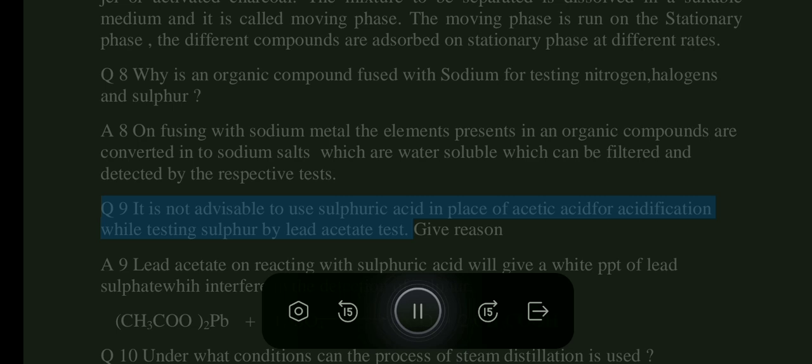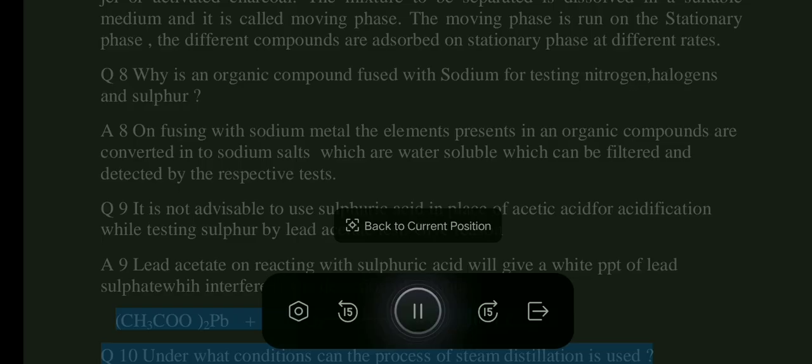Q9: It is not advisable to use sulfuric acid in place of acetic acid for acidification while testing sulfur by the lead acetate test. Give reason. A9: Lead acetate on reacting with sulfuric acid will give a white precipitate of lead sulfate, which interferes in the detection of sulfur. (CH3COO)2Pb + H2SO4 → PbSO4 + 2CH3COOH.